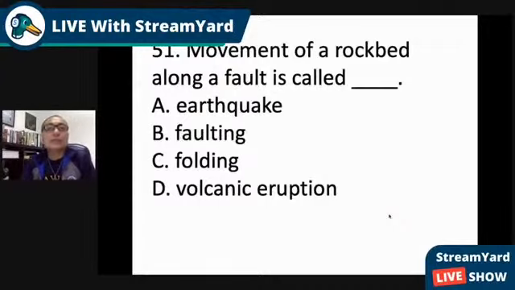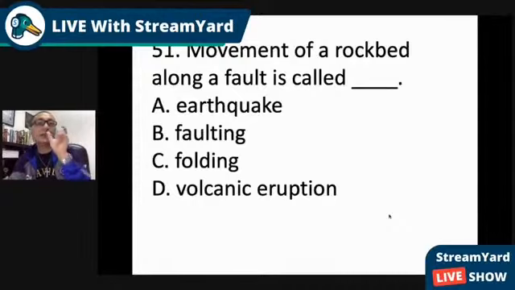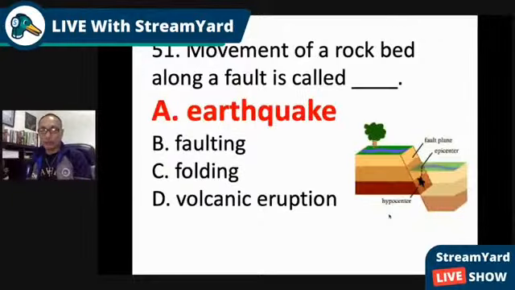51. Movement of a rock bed along a fault. Remember, movement of a rock bed along a fault. So, baka ma-misinterpret ninyo kung anong tinatanong dito. So, always take note of the stem. The answer here is earthquake. The process may be faulting, but the movement of a rock bed along a fault is called an earthquake.